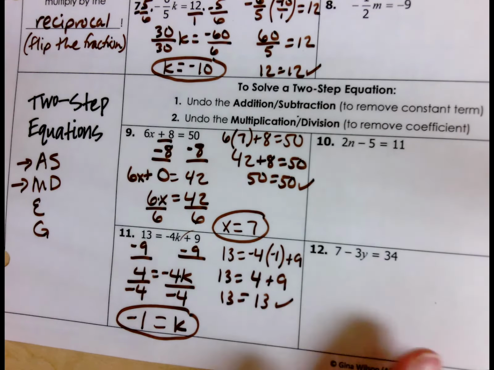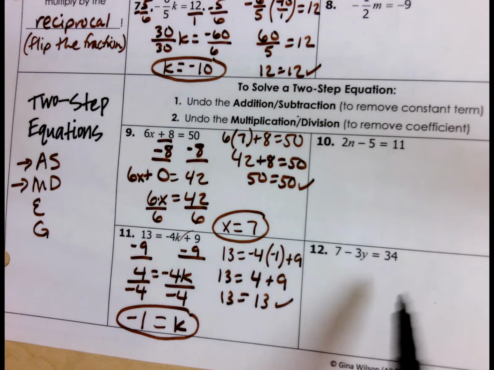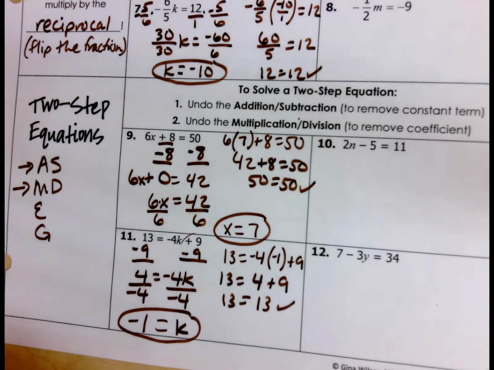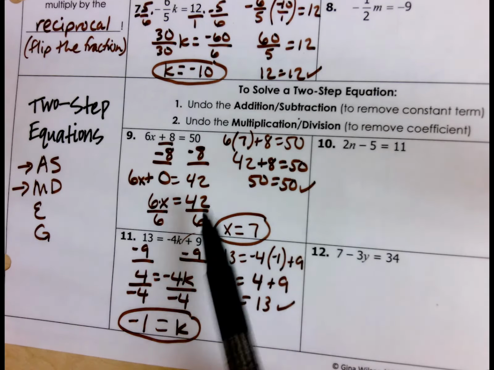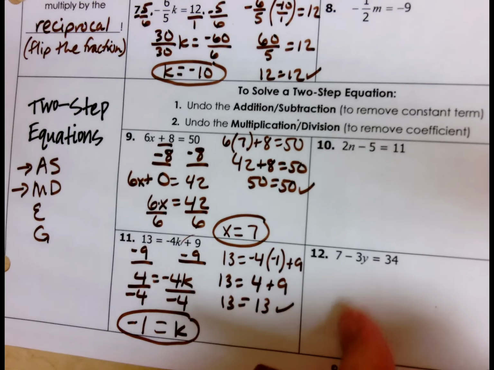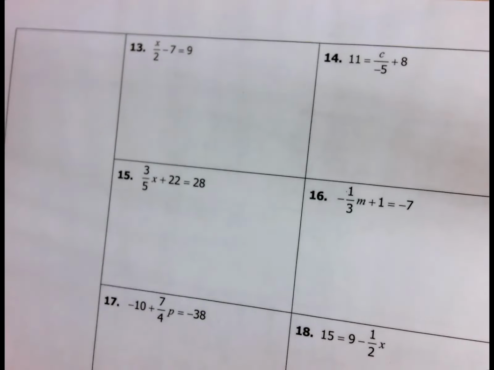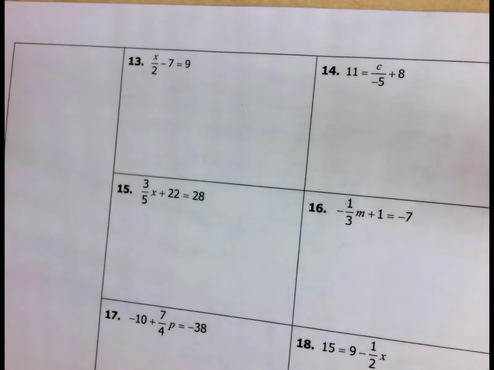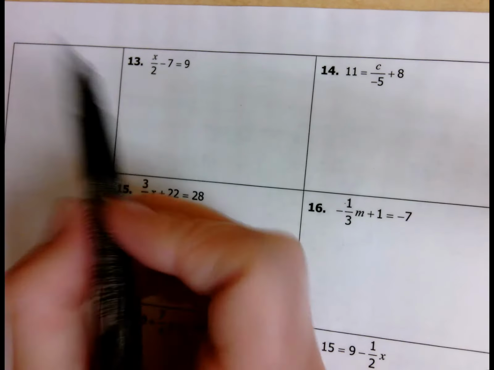Okay? So you're going to work on 10 and 12 on your own. We're going to flip over to the back side so that you can work on these at the end here. Once we finish, you'll do 10 and 12. Right now, we're going to talk about these on the back. So I'm going to go ahead and do number 13.